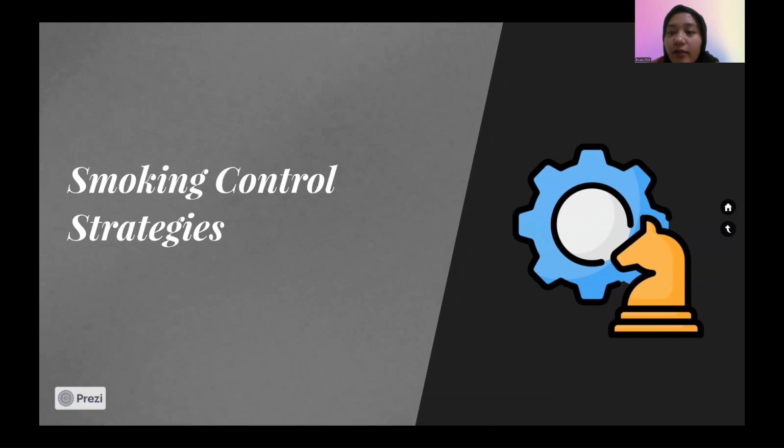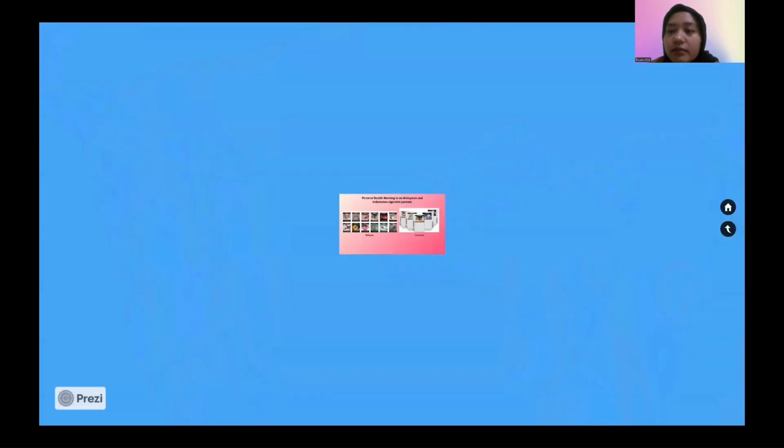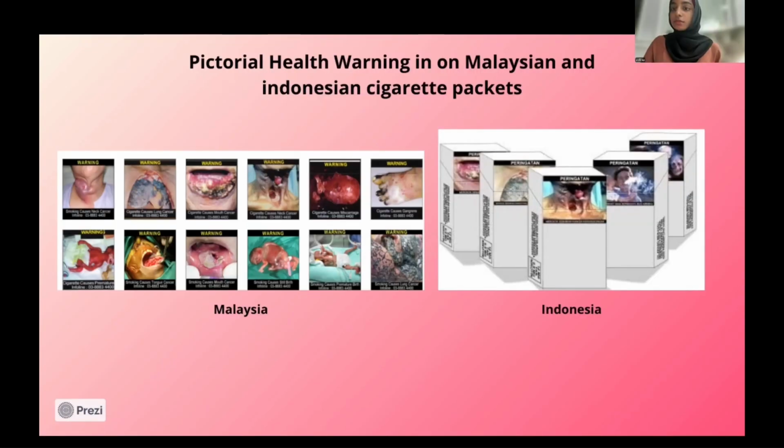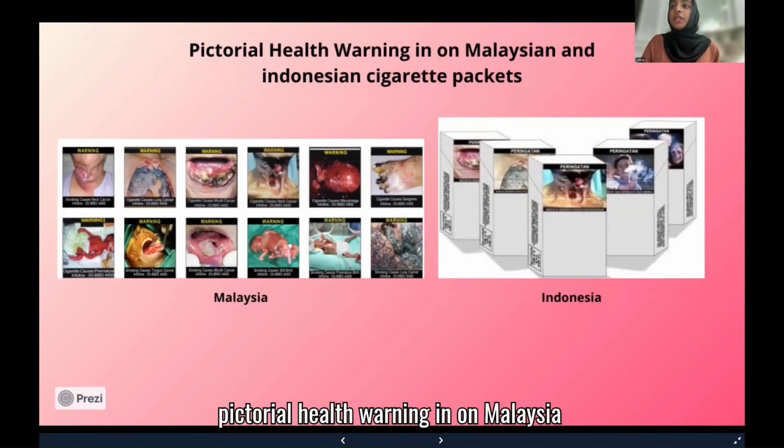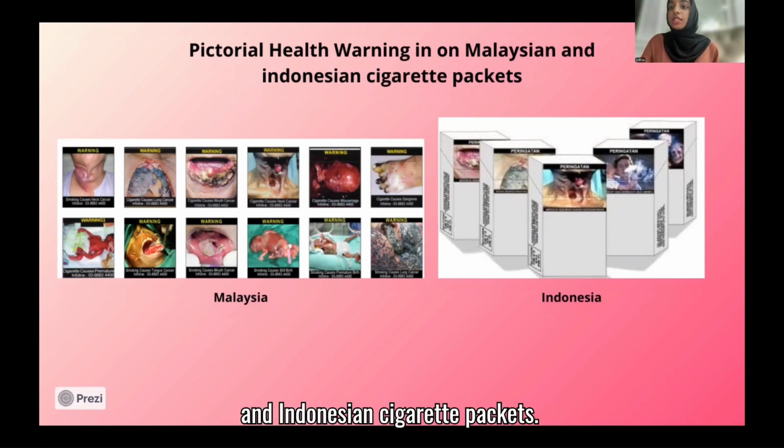Next slide. As you can see on this slide, there's a pictorial health warning on Malaysian and Indonesian cigarette packets. Many countries have introduced regulations which require pictorial health warnings to be put onto cigarette packets. In Malaysia, pictorial health warning has been mandatory by law through the Control of Tobacco Products Regulation since 2009.